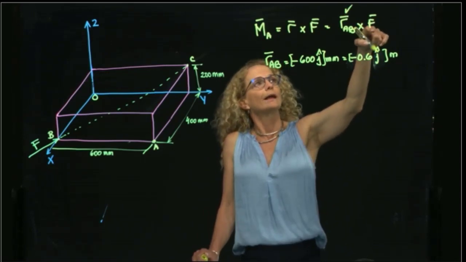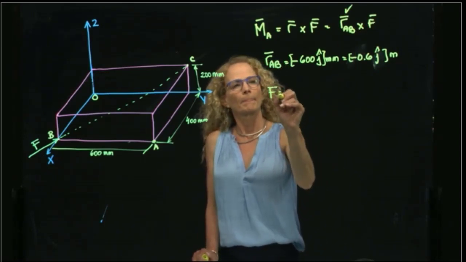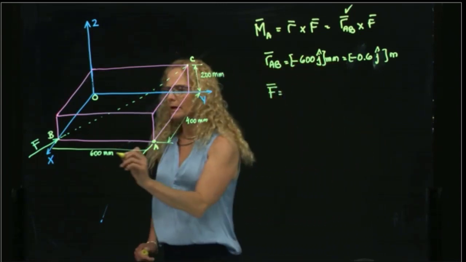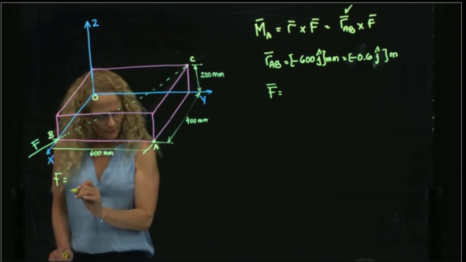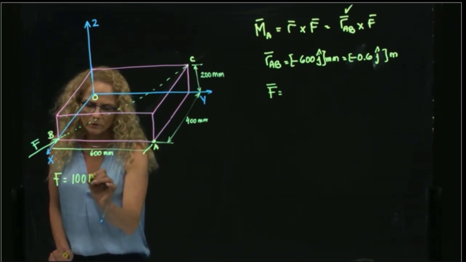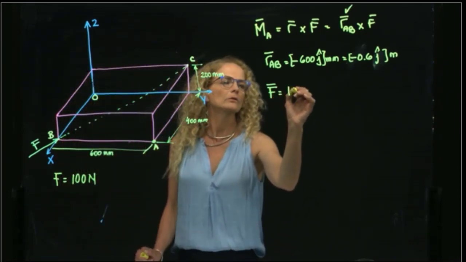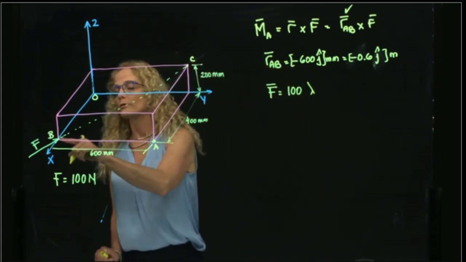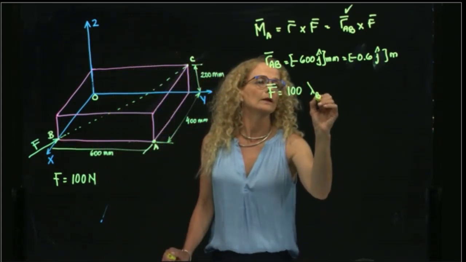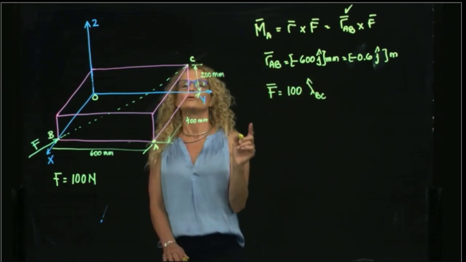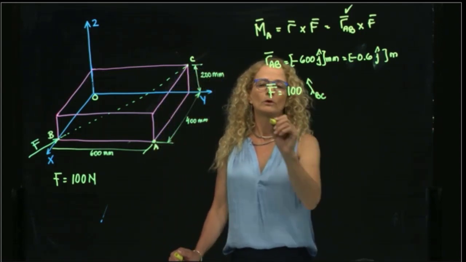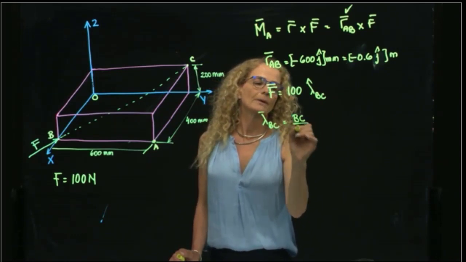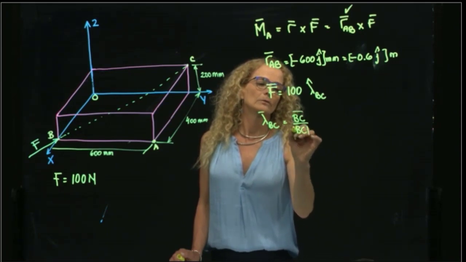And we have to get F. F as a vector has a magnitude, which I think is given. Yes, the magnitude of F is 100 newtons. Therefore, we have the magnitude times the direction. The direction goes from B to C, so it's a unit vector that goes from B to C. How do we find this unit vector? You recall that a unit vector is the vector divided by its magnitude.